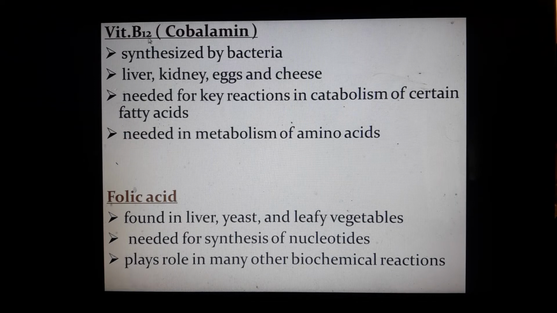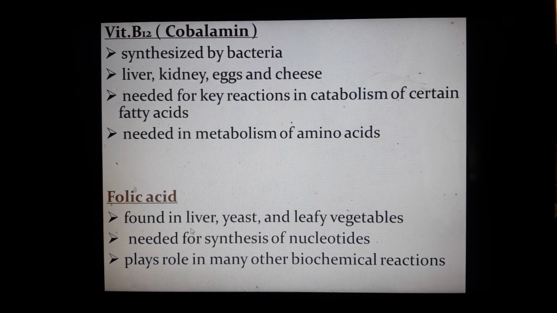Next, vitamin B12, cobalamin, is synthesized by bacteria, and found in liver, kidney, eggs, and cheese. It is needed for key reactions in the catabolic process of certain fatty acids, wherein fatty acid triglycerides are converted into glycerol and fatty acids. That is what we call catabolic reactions, needed in the metabolism of different amino acids.